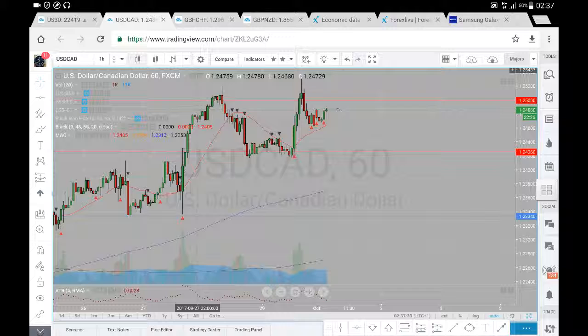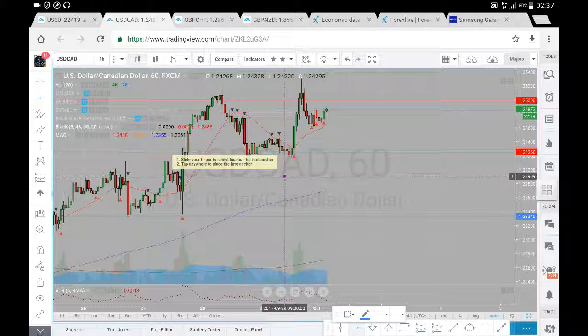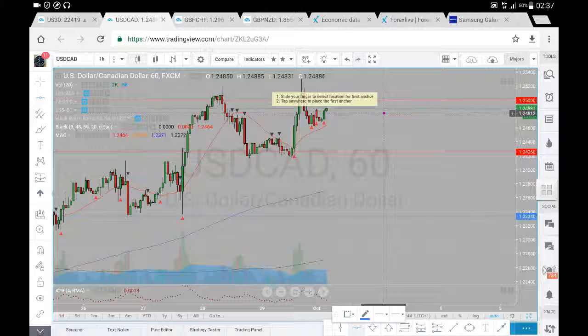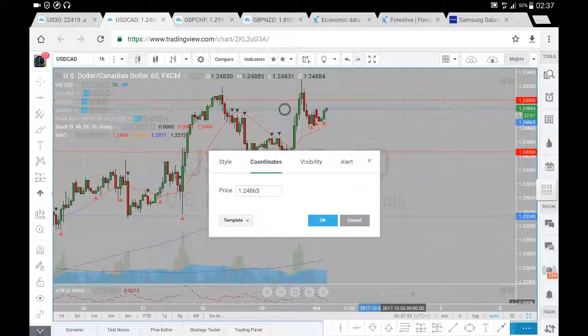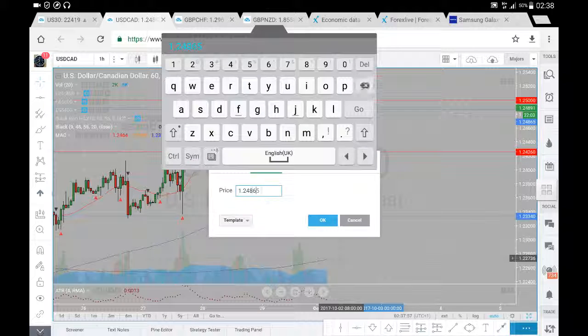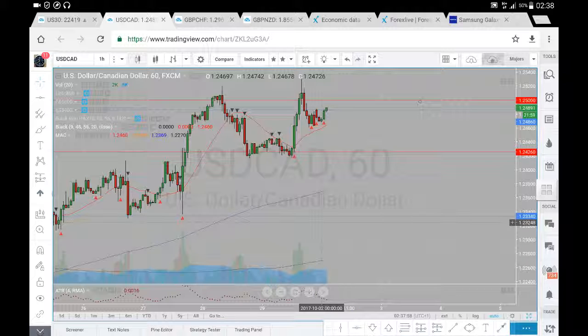Let's just get 2486 on the charts. Just going to make sure its coordinates are correct. 2486.5, let's just get that down to 2486. So we've got 2486. It's right beneath the 25 level.